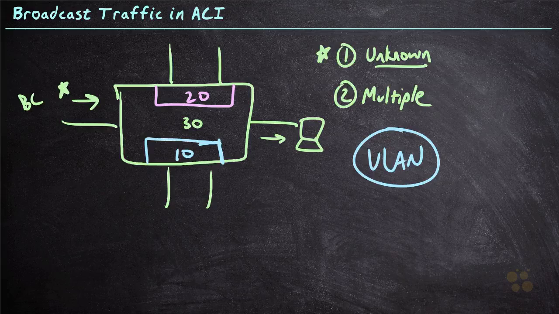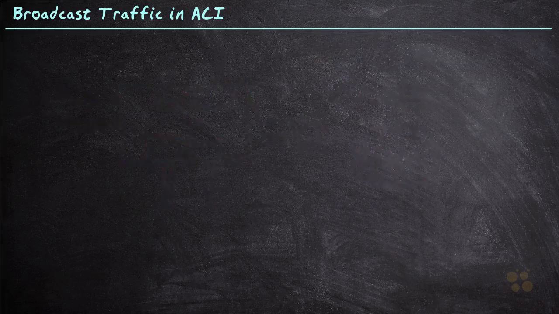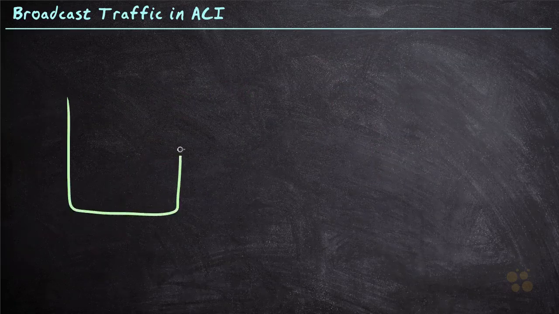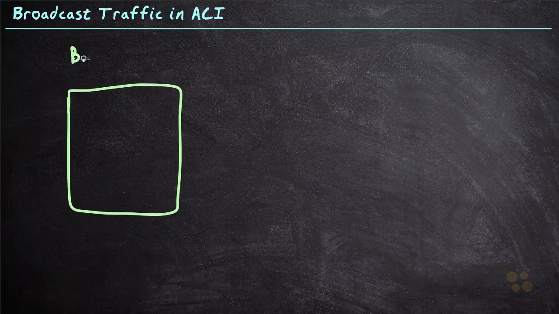But this is also where ACI turns this behavior on its head. And ACI does that by way of what we call a bridge domain. Now, if you haven't yet seen the series, the ACI logical model, then be sure to check that out because we're going to assume that we have a base understanding of what a bridge domain is and how it fits into that logical model for ACI.